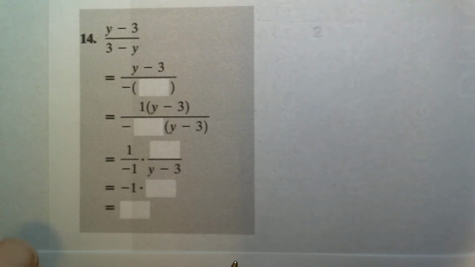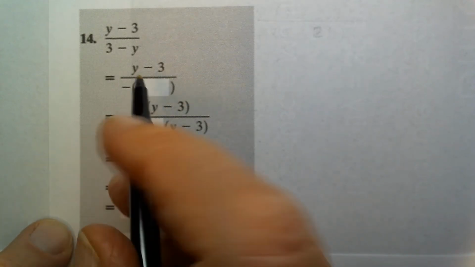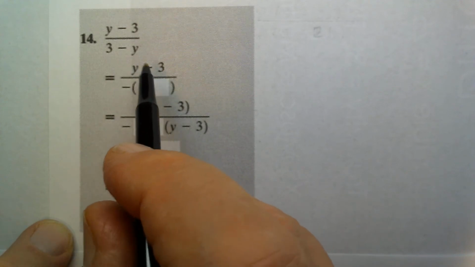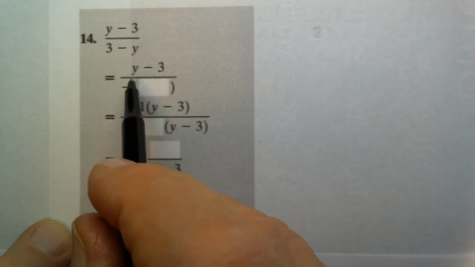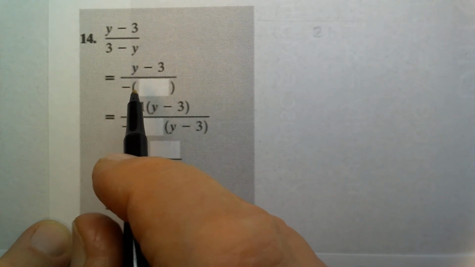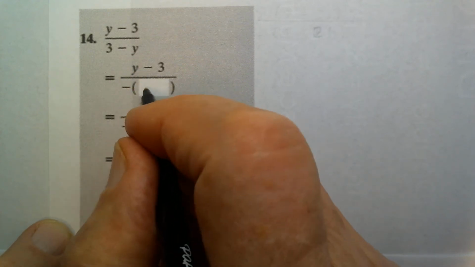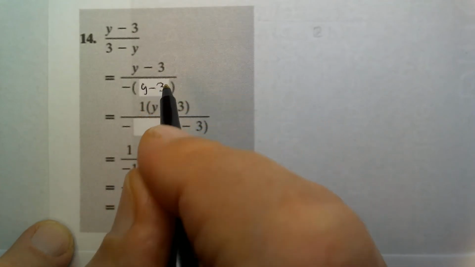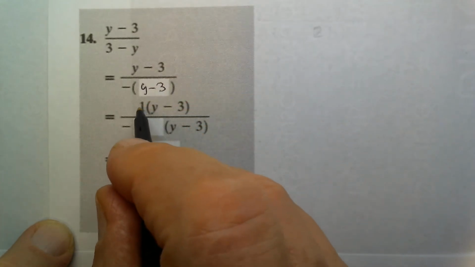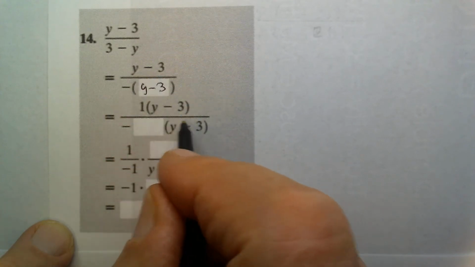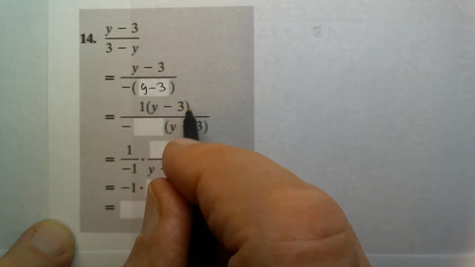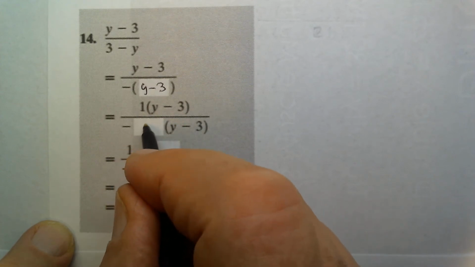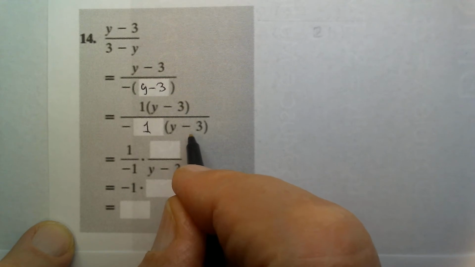Let's look at number 14, the guided solution. So here we have y minus 3 divided by 3 minus y. We leave the numerator the way it is, but from the denominator we factor out a -1, or simply minus. So that then becomes y minus 3, in parentheses. So now we have 1 times y minus 3. We're making the numerator a factor, y minus 3 times 1. And in the denominator we have minus 1 times y minus 3.